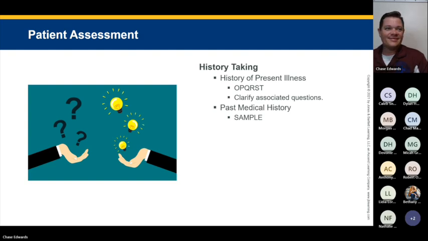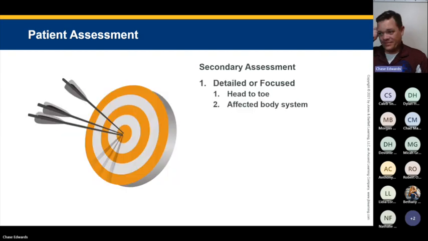And then from there, we would need to go to the secondary assessment, right? Would you do detailed or focused? We're going to do a detailed. All right. So a detailed would be head to toe, right? That'd be like your trauma patients. Focused. Sorry. Okay. No problem. All right. And what do you want to focus on?